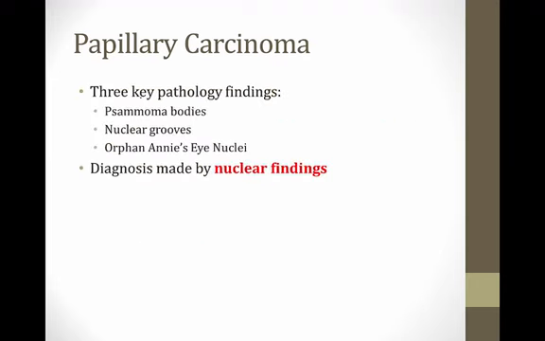There are 3 classic pathology findings of papillary thyroid cancer that you need to know, especially for step 1. The first is the presence of psammoma bodies. I'll show you a picture of these in a minute. The other 2 findings have to do with the nuclei of the cancer cells, and these are the presence of nuclear grooves or Orphan Annie's eye nuclei, and it is the presence of either of these nuclear findings which make the diagnosis of papillary carcinoma. Pathologists will look for these, and when they see the characteristic nuclear findings, they can call the cancer a papillary carcinoma.